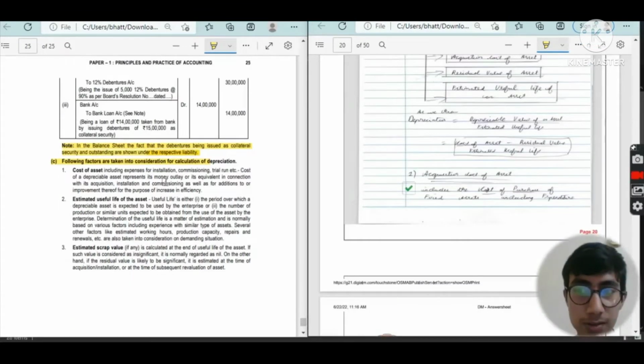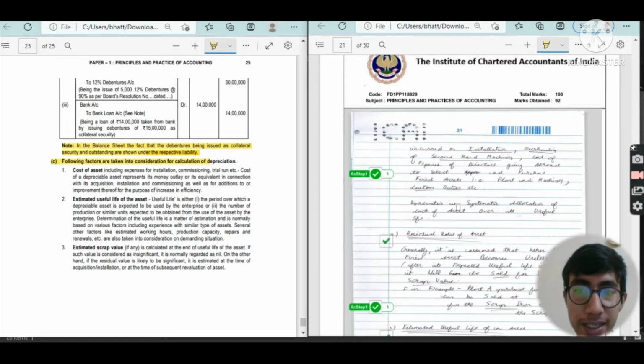Then there was this theory question. I have written 3 points, but my explanation was not good, since I knew only the headings and I made the explanation myself, so I got only 2.5 marks.